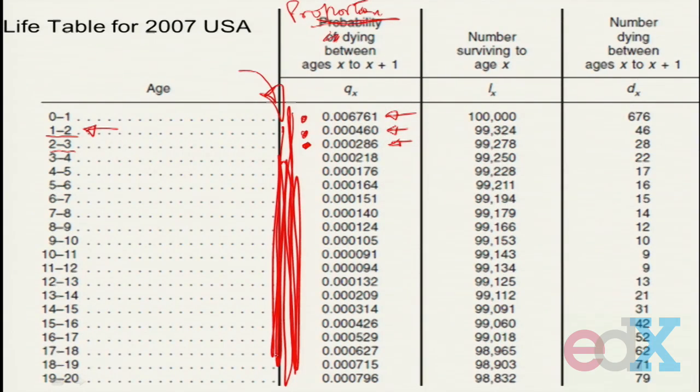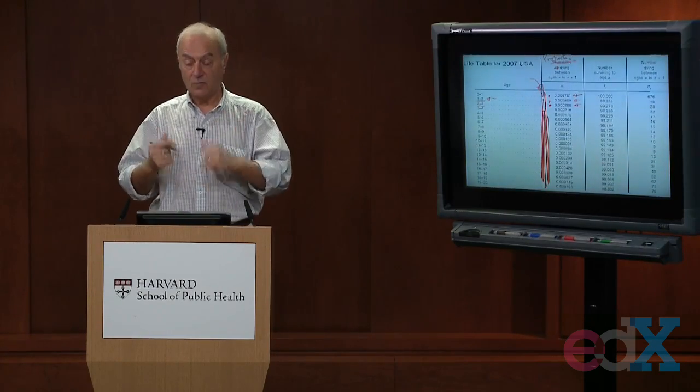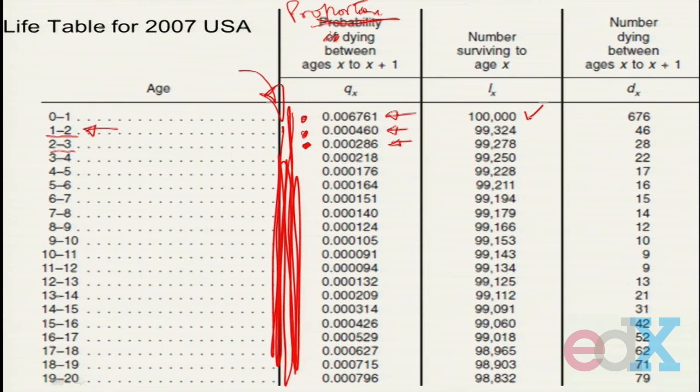So let me construct a fictional cohort and subject it to the current mortality rates. Let me start with 100,000. Apply this proportion dying. So of those 100,000, we're saying 0.006761 are going to die. That gives me 676. So 676 are going to die in their first year of life. What does that leave me with? Well, 100,000 minus 676, which is 99,324.